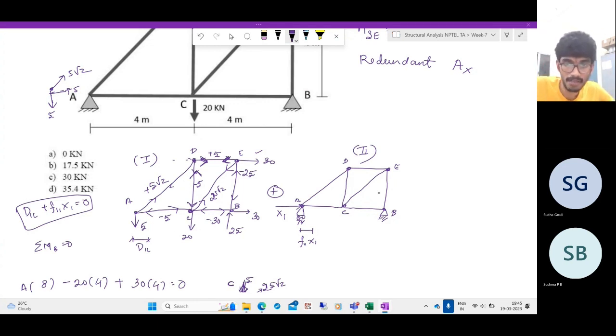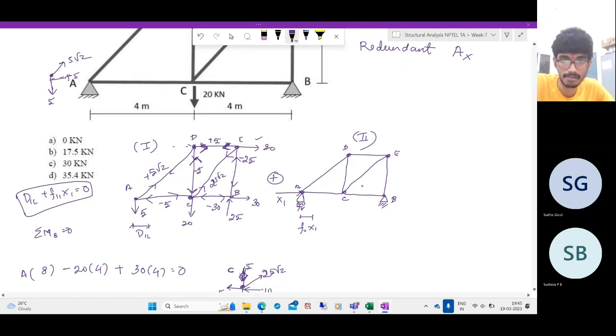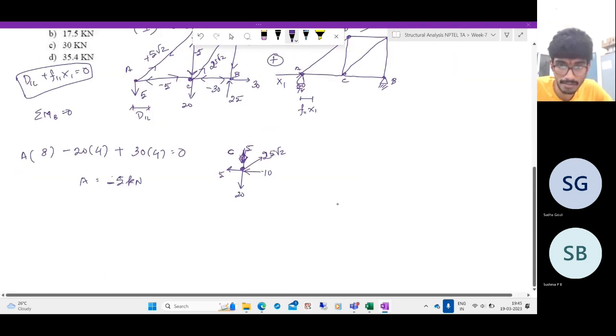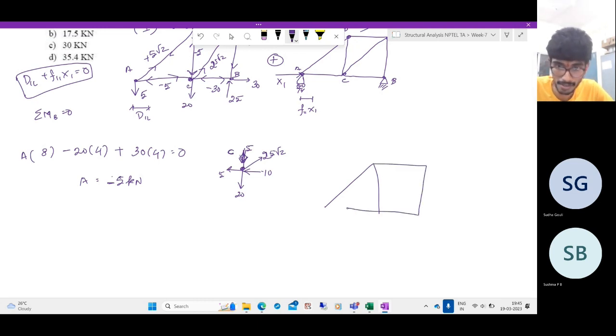Again, in this case also, it is very simple. The redundant structure is just this. We have a unit load acting here. This is the only support reaction, the only horizontal reaction. So this is something like this. Will there be any vertical force? No, because the horizontal forces are acting along a straight line. So all vertical forces are 0, which means there's 0 force in all these members.